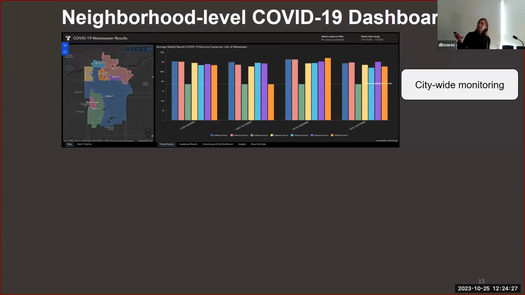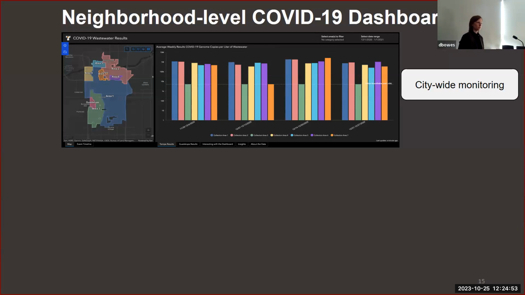So this will look very familiar to the opioid dashboard. We have our catchment map, and this is about a month's worth of SARS-CoV-2 data. Instead of showing it as a mass per day, we're showing it in genome copies of SARS-CoV-2 per liter of wastewater. So this is a concentration. And as you can see, again, each bar on the graph, the color corresponds to the area on the map. So citywide monitoring of SARS-CoV-2.